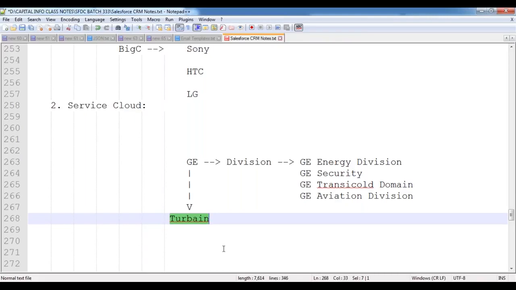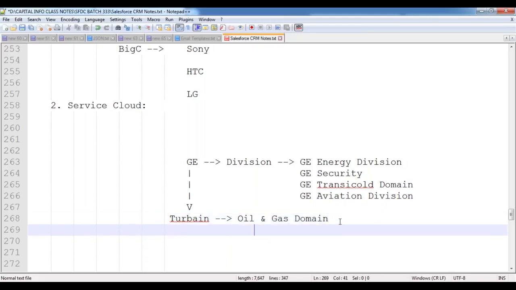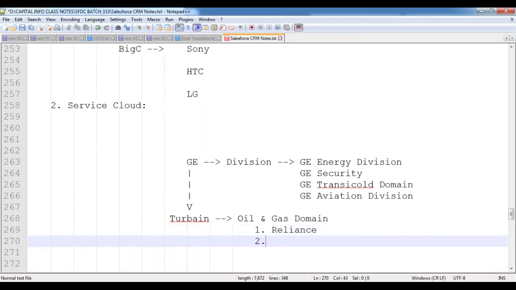Now, in this case, who will use this turbine product? The people who are in the oil and gas domain will use this product. For example, Reliance. Reliance's major business is oil and gas. The remaining are all small subsidiaries: Reliance Fresh, Reliance Digital, Reliance Trends. These are all small divisions, but the major business is oil and gas.